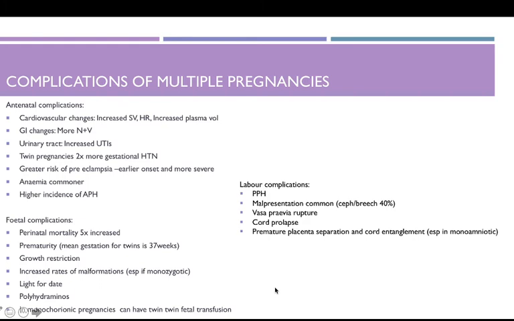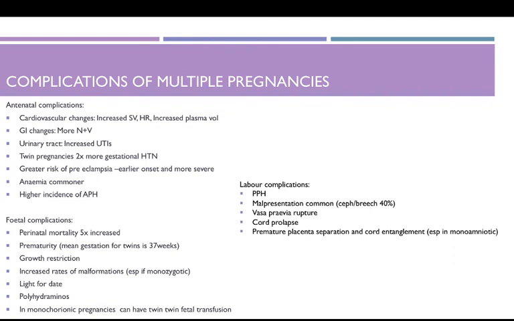So complications of multiple pregnancies. Okay, so the higher incidence of APH. Anemia is more common. There's a greater risk of preeclampsia. There's a greater risk of UTIs. You get more nausea and vomiting, so these are all antenatal complications. Fetal complications: in monochorionic pregnancies, you can have twin-to-twin fetal transfusion, which we'll go over in a later slide.